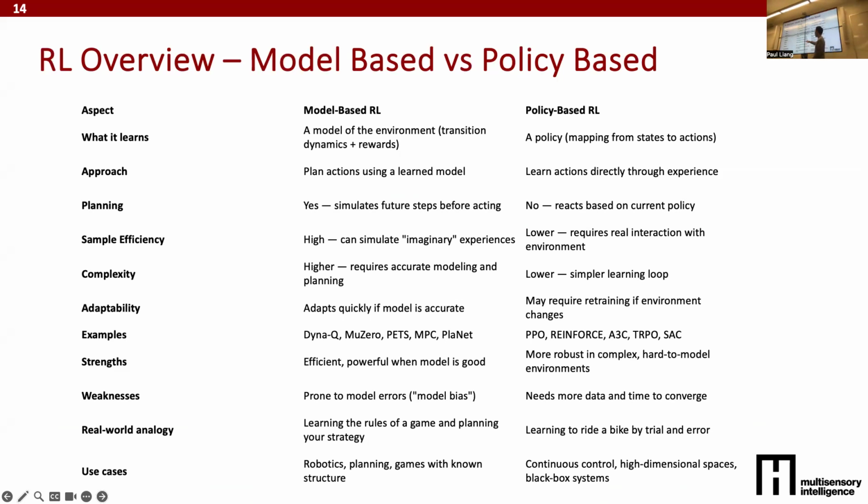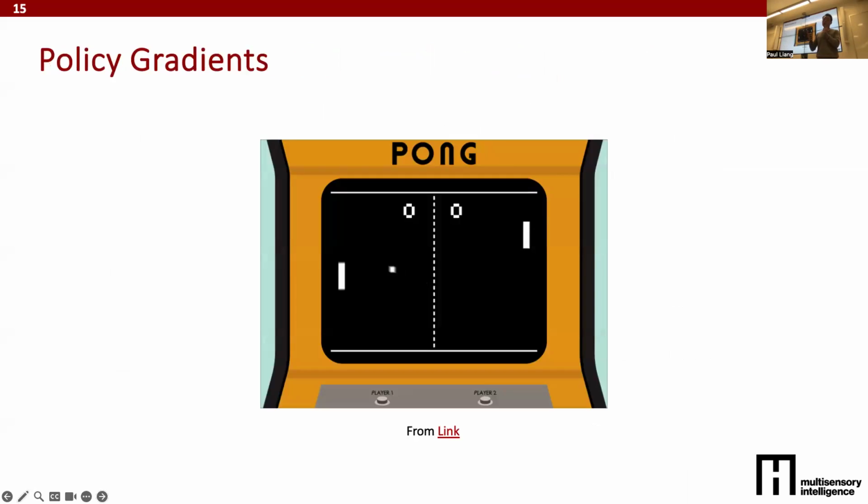This also covers some famous algorithms for model-based RL, and this covers some famous algorithms for policy-based RL. All right. So policy-based RL. So again, I'm going to use this motivating example. This is like a game of Pong.